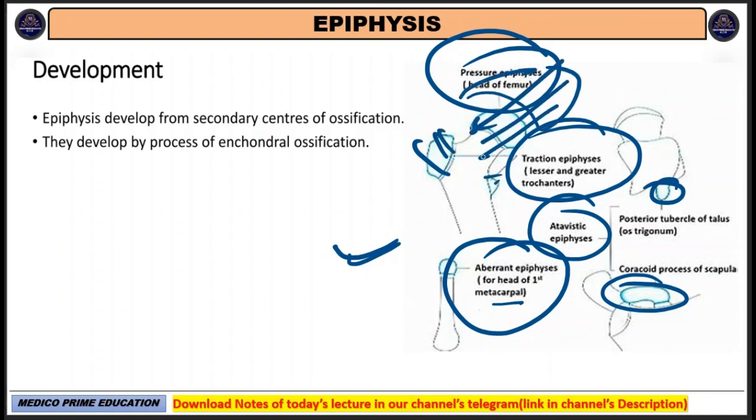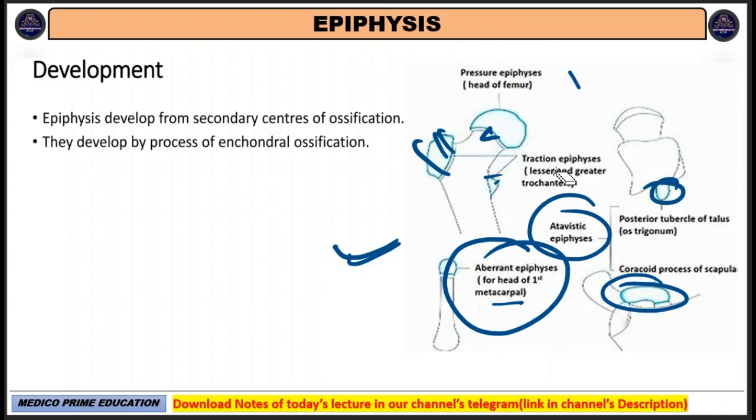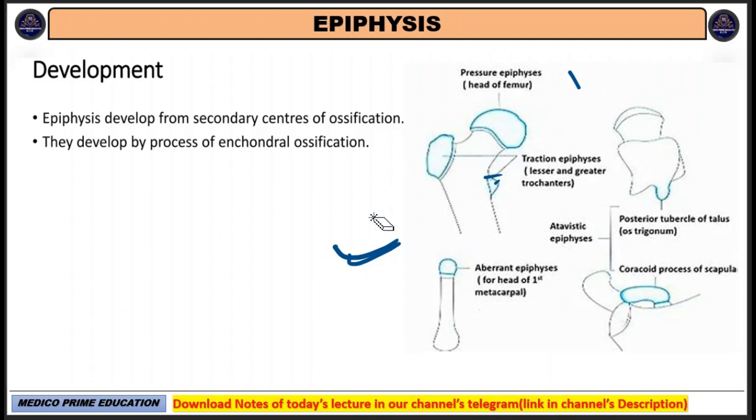This makes the weight here. This makes the weight here and forms the pressure epiphysis. Okay, so you have to make this diagram in your exam. So this is a simple diagram I have noted here. So one more thing. What is the development of epiphysis? Epiphysis develops from the secondary center of ossification.